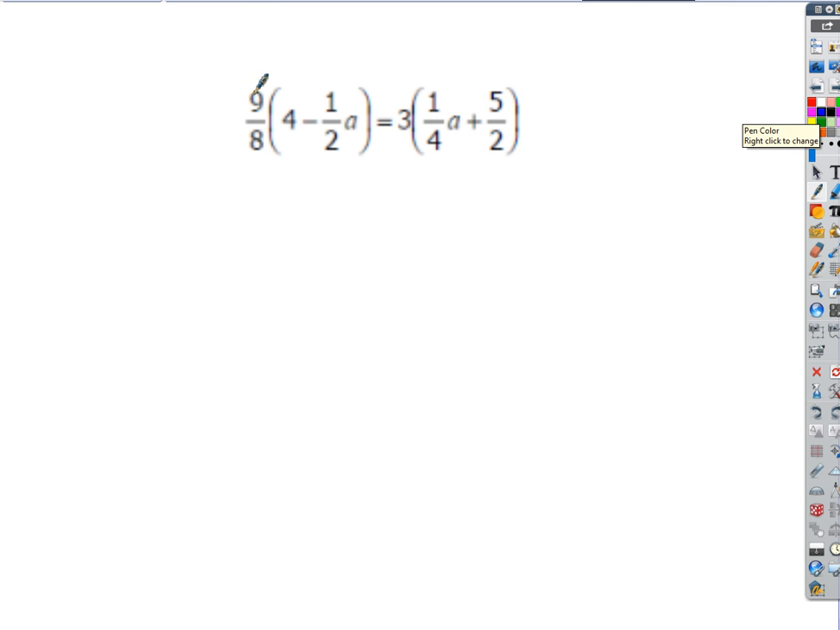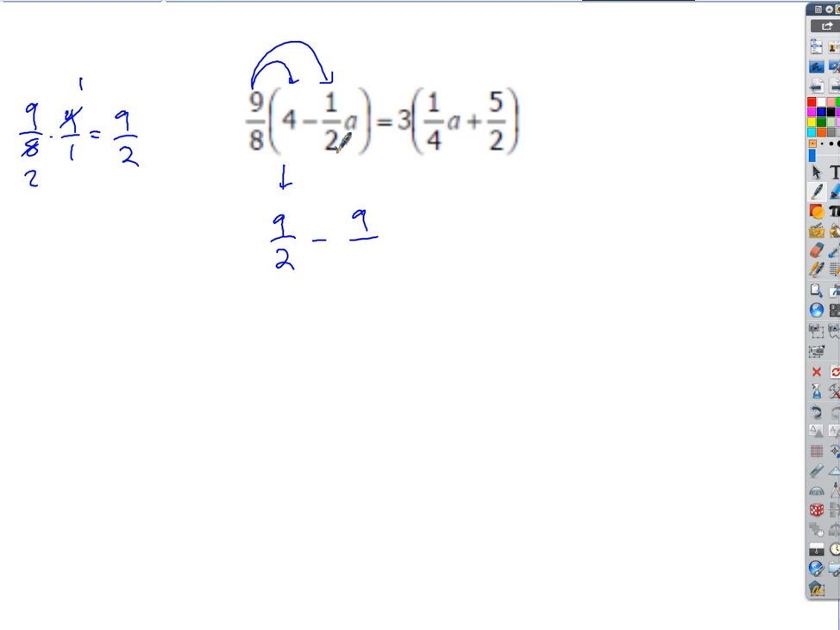So if we distribute, if we multiply the 9/8 times 4, what do we get? I can do a little bit of simplification, right? 4 over 8 reduces to 1 over 2, and then I just get 9/2. So when I distribute to the 4, I'm just going to get 9/2. What about when I distribute the 9/8 to the 1/2? I just multiply straight across. So 9 times 1 over 8 times 2. Everybody agree? 9/16 A, I've got an A there, right?